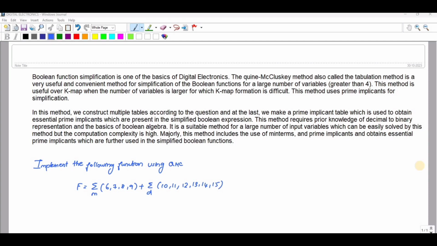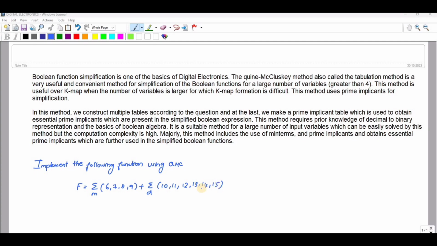So let us solve one problem. The question is, implement the following function using the tabulation method. Given f is equal to summation m, where m stands for minterm, 6, 7, 8, 9, plus summation d, where d represents the don't cares, 10, 11, 12, 13, 14 and 15. So these are your decimal numbers.